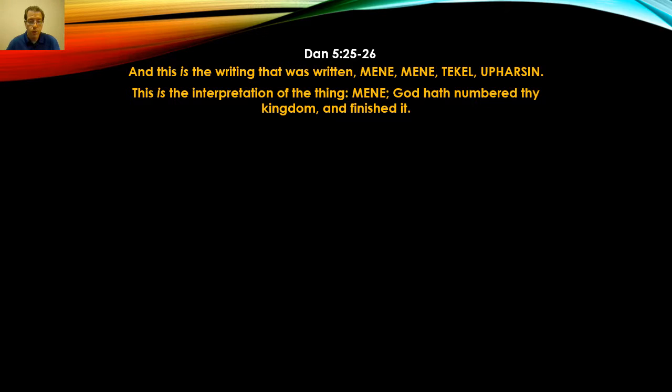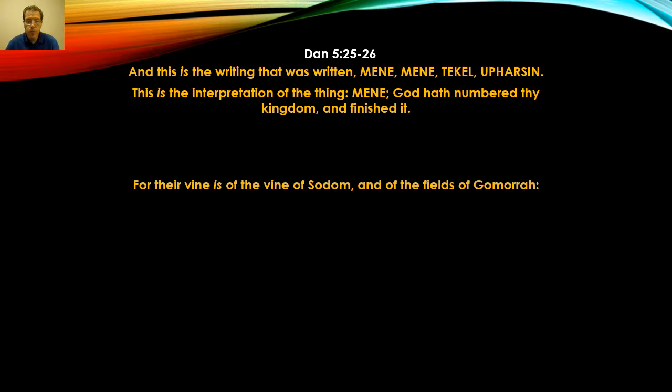So let's check out Deuteronomy on that. For their vine, of the vine of Sodom, and of the fields of Gomorrah. The vine of Sodom is the electrical system. The fields of Gomorrah are all the waves that it makes, all the communication, microwaves, Wi-Fi, all of those are the fields of Gomorrah that we are submerged in.